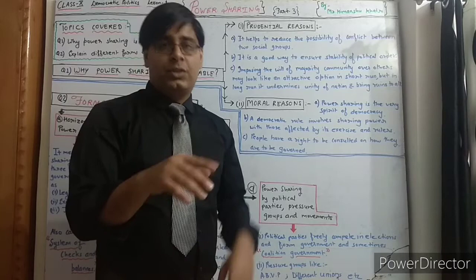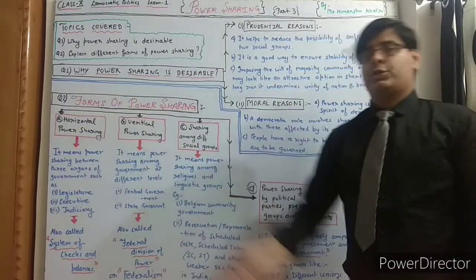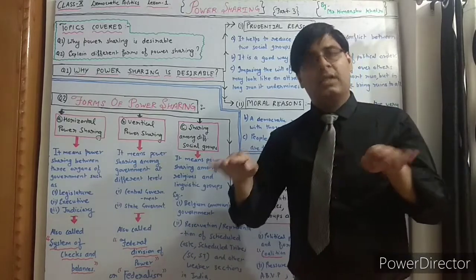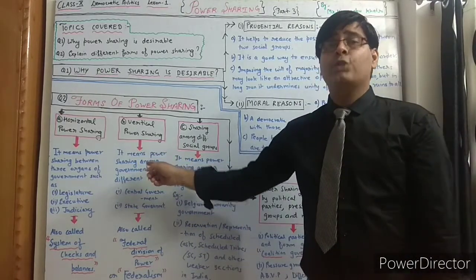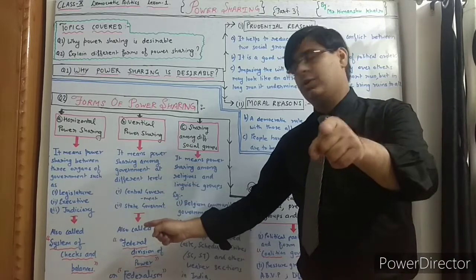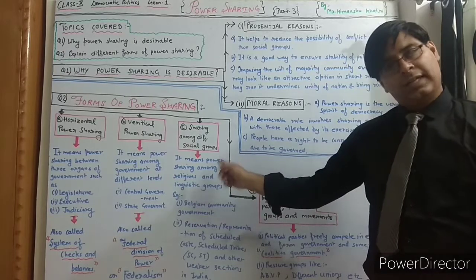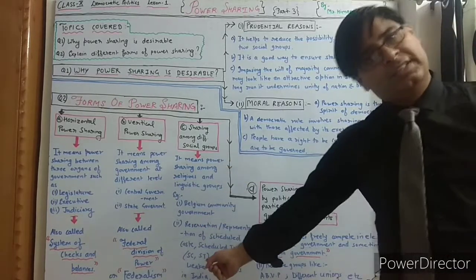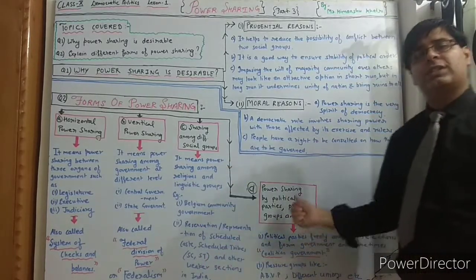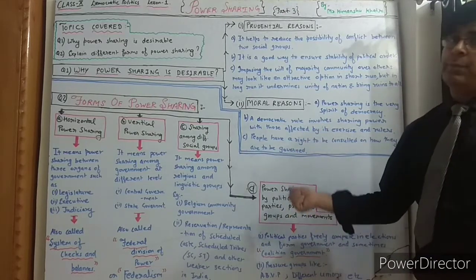Do you understand? So these are the different forms of power sharing. First was horizontal, also called the system of checks and balances. Second, vertical, also called federalism, which is the second chapter, which we are going to start in the next module. Third is sharing of power between different social groups. Okay, example Belgium and reservation of SC/ST. And fourth, last, was the sharing of power between different pressure groups and political parties.